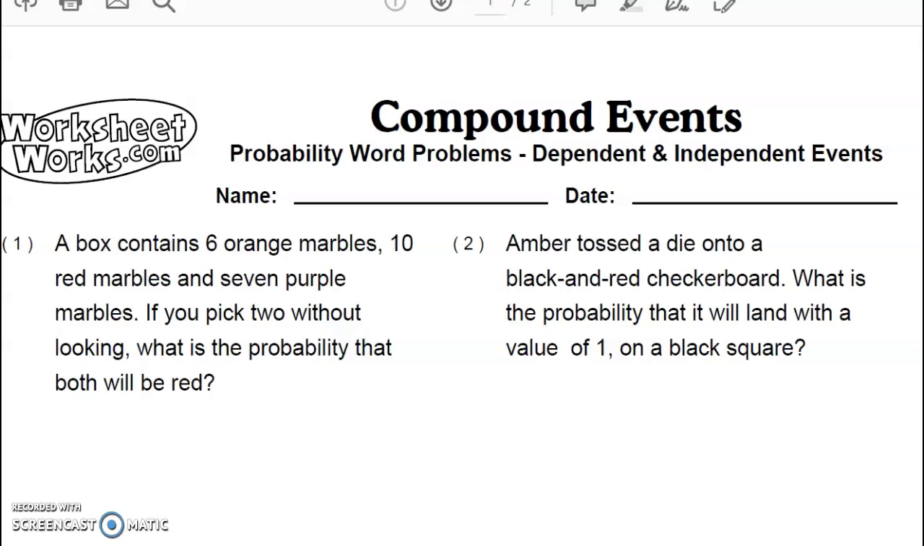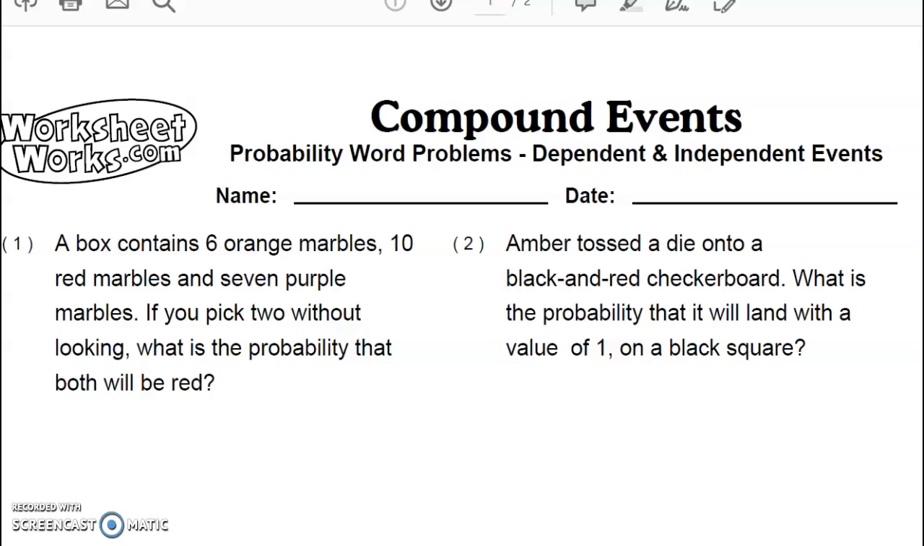A box contains 6 orange marbles, 10 red marbles, 7 purple marbles. So if you pick 2 without looking, what's the probability that both will be red? Well, to start with, we have 10 red marbles. We also have 6 orange and 7 purple. So if we add those all together, we've got 6 plus 10, 16, 23 marbles. So the probability of the first one we pick being red is 10 out of 23.